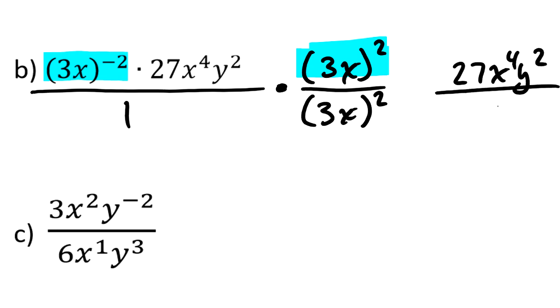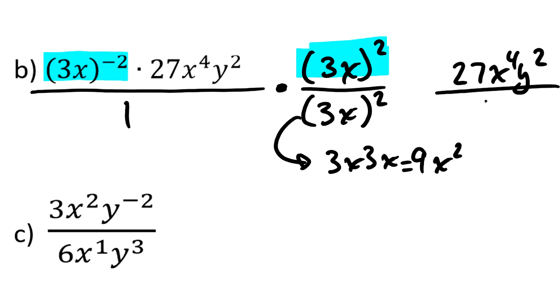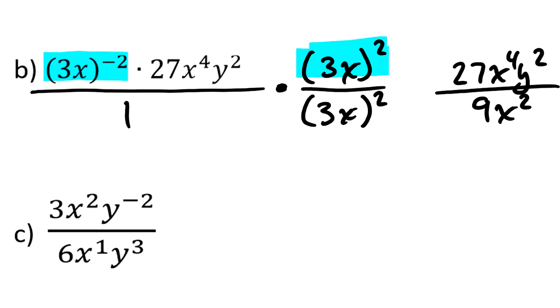And then down on my denominator, if you look, I've got 3x squared. This means I have 2 factors of 3x. So I've got 3x times 3x, which is 9x squared. So I'll write that 9x squared up here, 9x squared. Now if we look at this, this can be simplified.